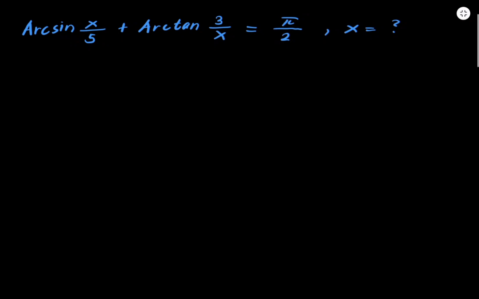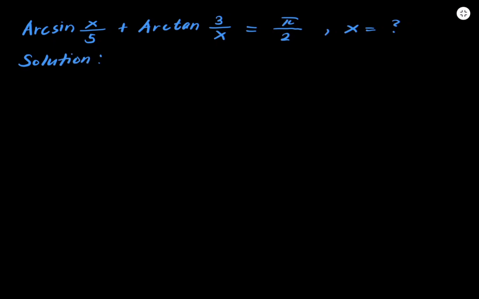Let us solve this inverse trigonometric equation. So we are given arc sine x over 5 plus arc tangent 3 over x equals pi over 2, and we are asked to find the value of x. You can pause this video and have a try. Alright, let us solve together. So here is the solution.